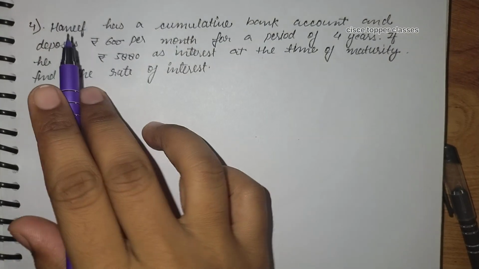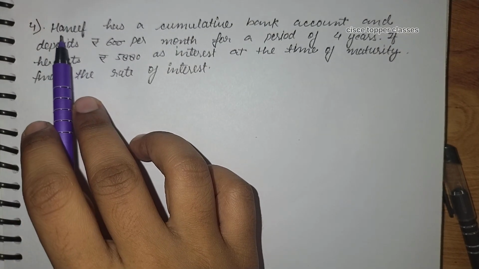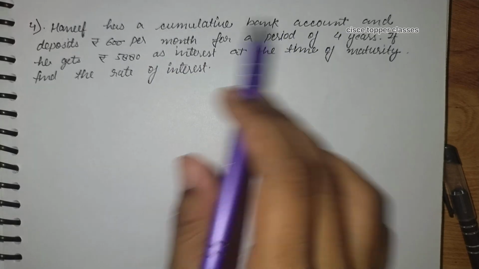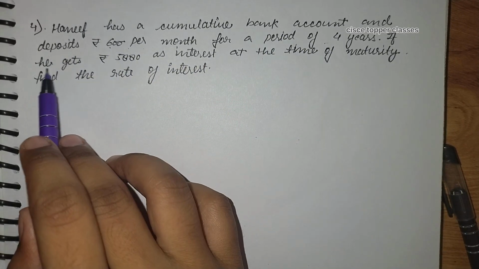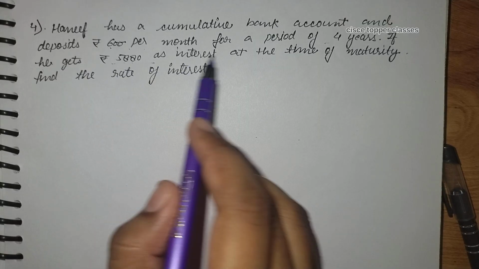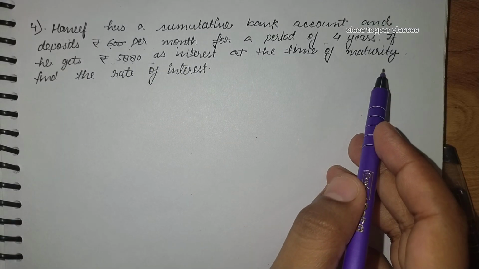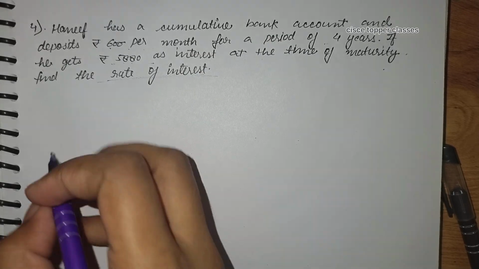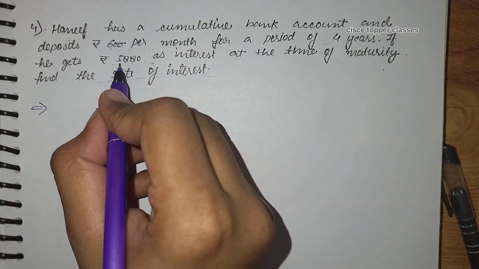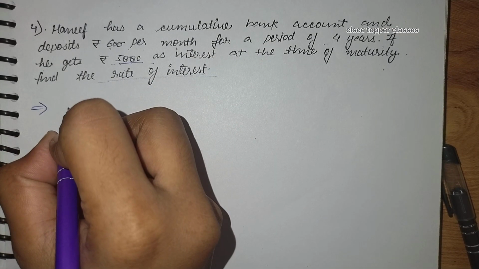Now let us solve question number 4. Here it is given that Hanif has a cumulative bank account and deposits rupees 600 per month for a period of 4 years. If he gets rupees 5880 as interest at the time of maturity, we have to find the rate of interest. So firstly, this interest is given to us. From that, we can find the rate of interest.